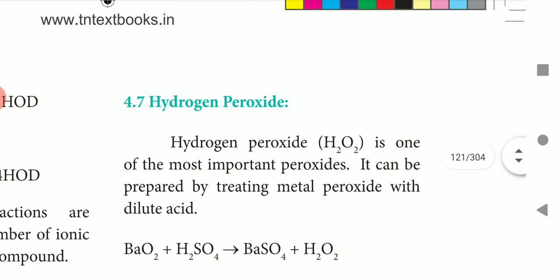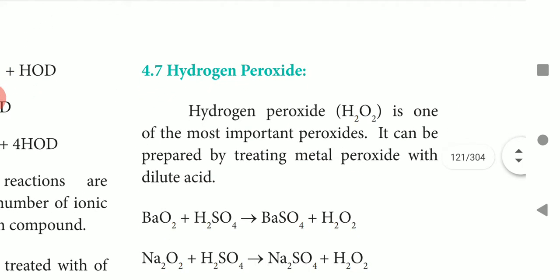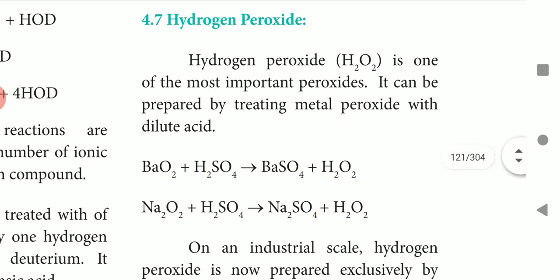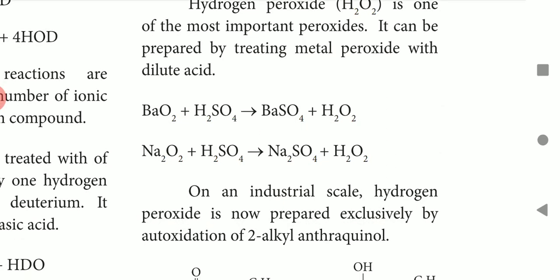Moving on to the next compound. So far we have seen water and heavy water. Moving on to the next compound of hydrogen, which is hydrogen peroxide, whose formula is H2O2. It is one of the most important peroxides. It can be prepared by treating metal peroxide with dilute acid.